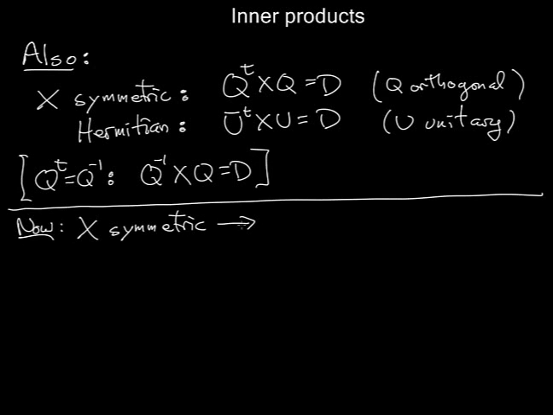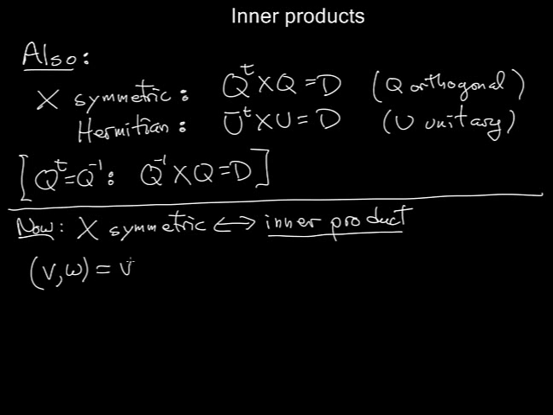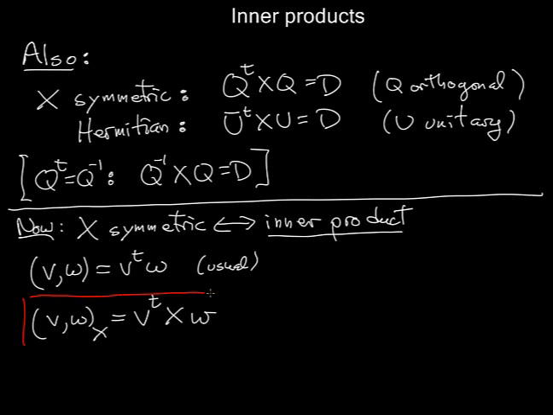I mentioned this earlier, and let me talk about it again. If you have a symmetric matrix, one of the main things it does for you is it gives you a new inner product. So let's go over that again. Remember, the usual inner product is just the dot product, or V transpose W. But if you have a symmetric matrix, you can define a new inner product, which I'll denote with the subscript X, by putting an X in the middle of this.